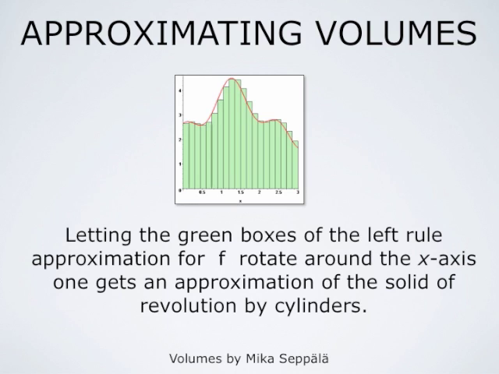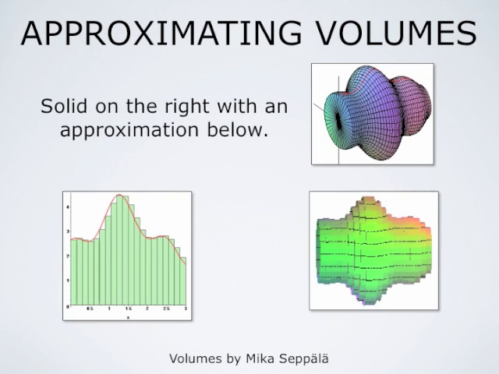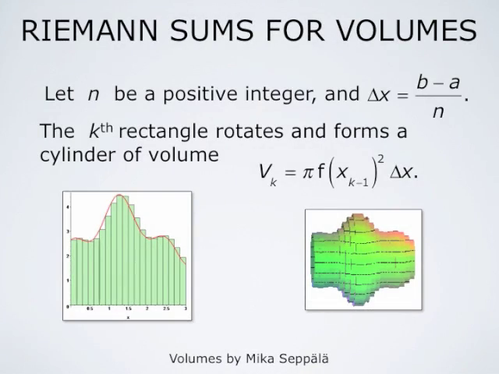Now, if we let each one of these rectangles rotate around the x-axis, we get of each rectangle a cylinder. And these cylinders then approximate the solid of revolution. So letting these cylinders approximate the solid of revolution, we get a formula for the volume of this solid. In order to find the formula, we need to be a little bit more specific.